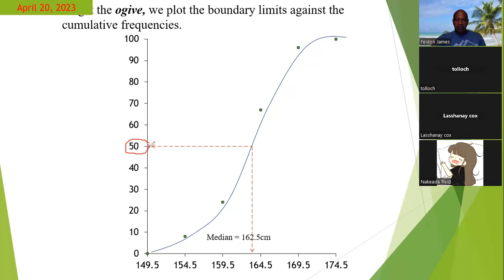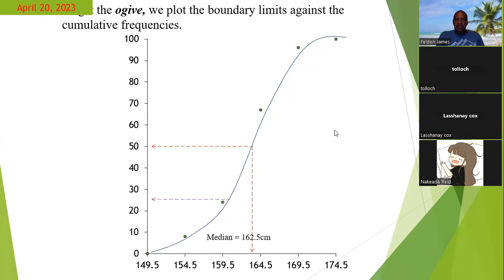From this 50, you draw a dotted line to meet your curve, which is the ogive. Then you draw a vertical dotted line to meet your x-axis, which is generally the boundary values. And then you just read that value from your x-axis, and that value is what we use to be our median. All right, everybody's good at that? All right, so moving along.